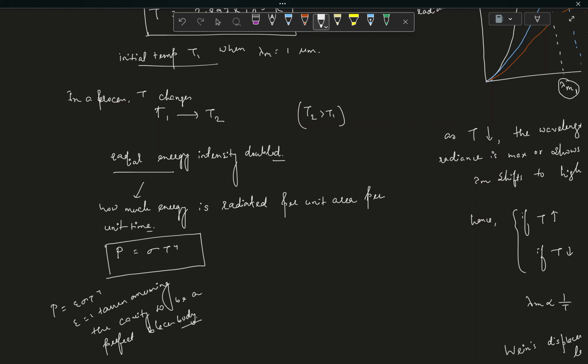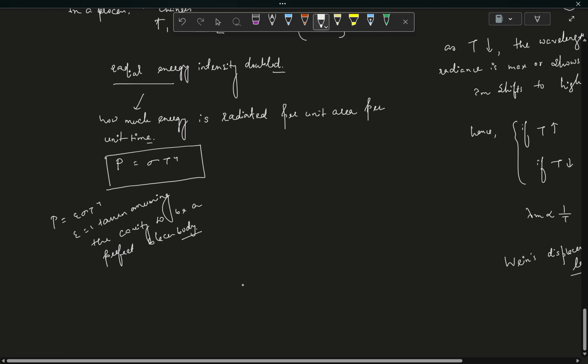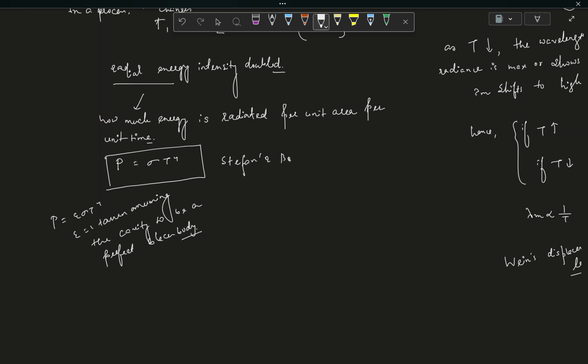However, even if the epsilon value is not 1, even if it is less than 1, then also we have no problem with that, because we just need the relation between the radiant intensity and the temperature. We don't need the exact form over here for our requirement. So this is Stefan-Boltzmann's law, as per which you can see the relation between them.